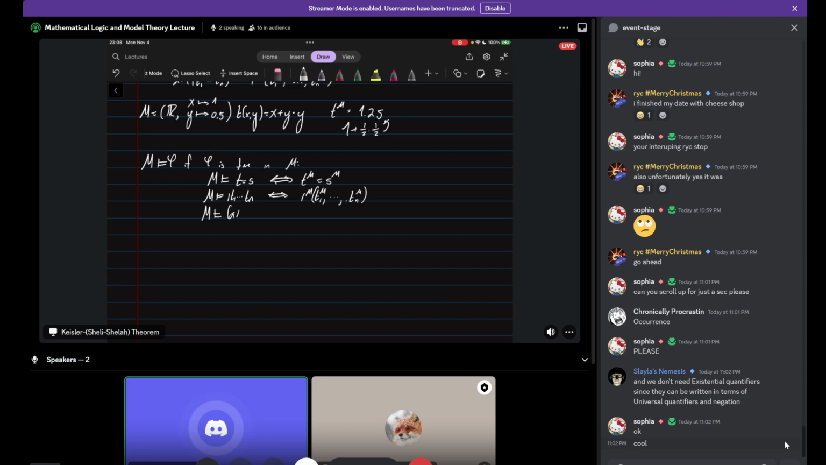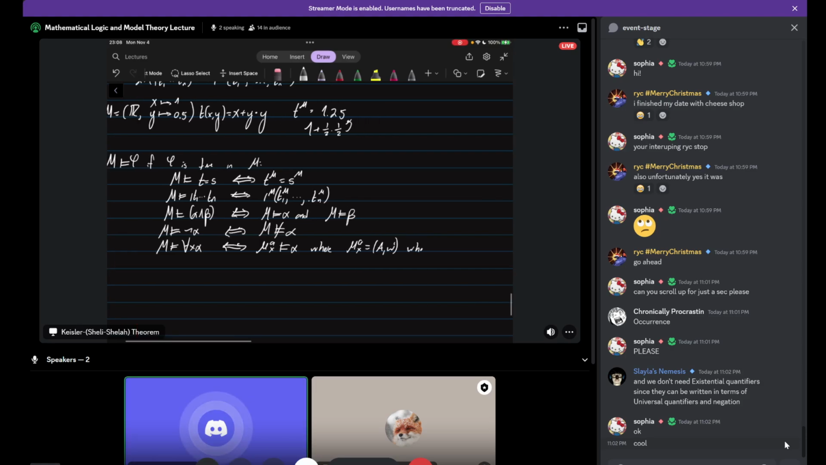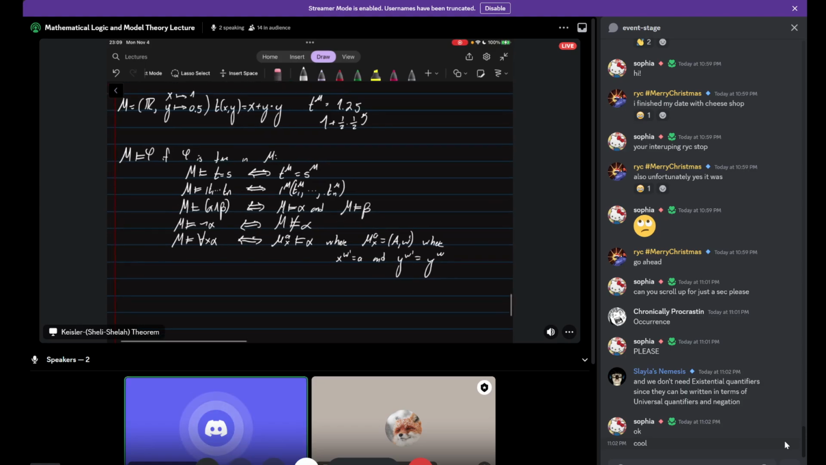M satisfies alpha and beta if and only if M satisfies alpha and M satisfies beta. M satisfies the negation of alpha if and only if M does not satisfy alpha. And finally, M satisfies for all x alpha if and only if M_x^a satisfies alpha for all a in A, where M_x^a is equal to (A, W prime), where x W prime is equal to a, and y W prime is equal to y W. So the idea is M superscript a subscript x is just a model which takes M and replaces the valuation of x with a.